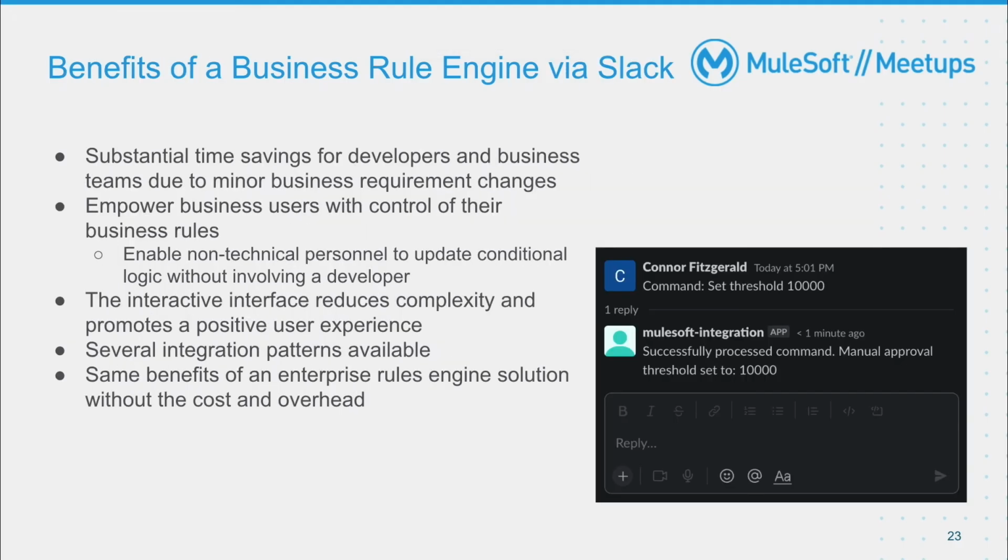Now, what are some of the benefits of implementing your own business rule engine via Slack? Again, I cannot reiterate enough the time savings. So it's a pain point for both IT development teams and the business teams. No one wants to rely on another person. If we can cut out a middleman, we would love to. So it just makes sense to empower the business team to make their own changes.